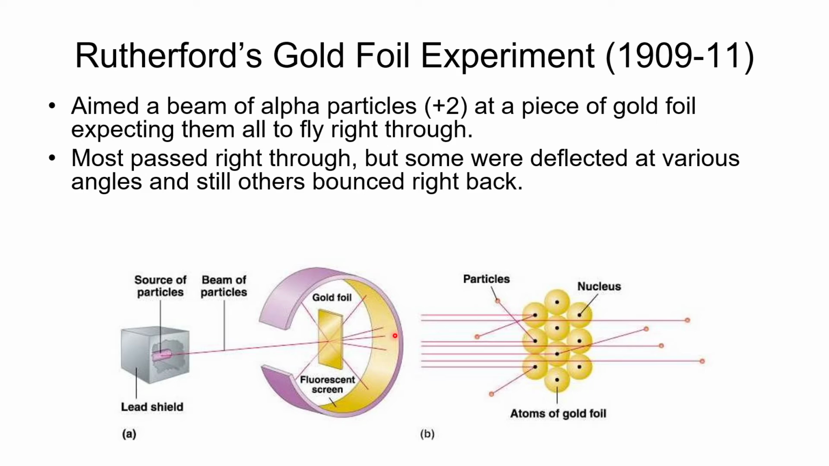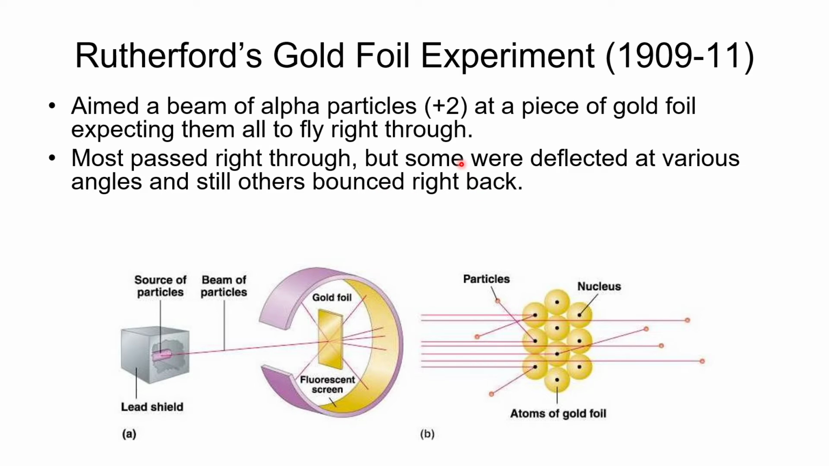However, some of them were deflected at slight angles. And some of them were even deflected at greater angles. In fact, some of them hit the gold foil and bounced right off. So you can imagine if you aimed a cannonball at a piece of tissue paper, shot that tissue paper, and the cannonball bounced back. That would be a surprising and very unexpected result.